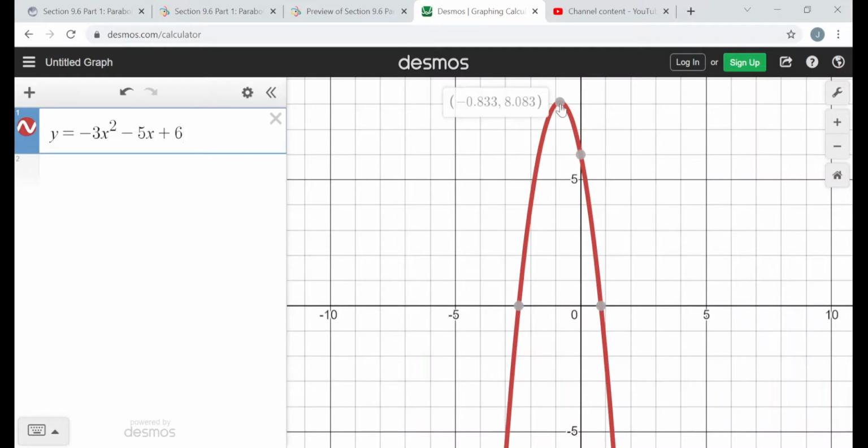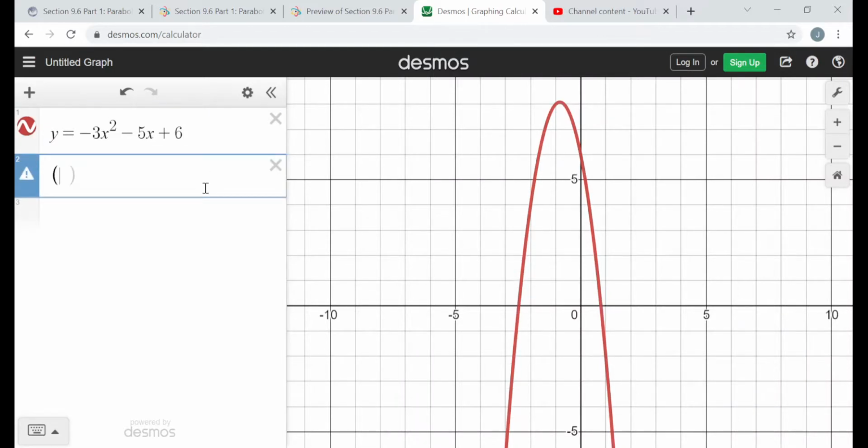Look at the point up here. Now, negative 0.833, that's negative 5.6, and 8.083, that's 8 1/12. That is the vertex. All right. And in fact, just to make sure you believe it, what was our vertex? So I'm going to put that point in. It was negative 5.6 for the x-coordinate, comma, and then 97/12 for the y-coordinate, and there it is. See that showing up on top of the parabola there?